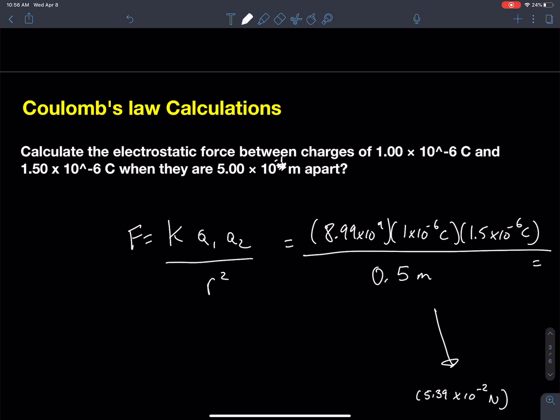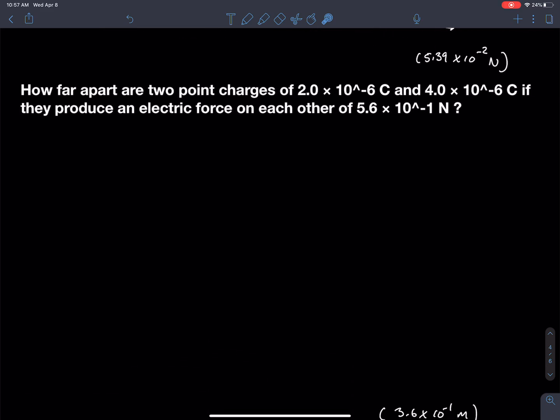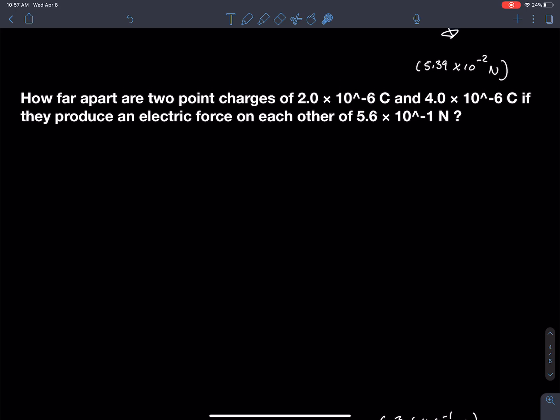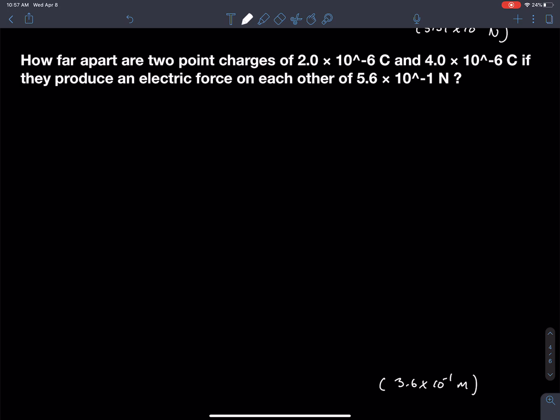So the question should have read, calculate the electrostatic force between charges of that and that, okay, when they are 0.5 meters apart, okay? Next question, how far apart are 2-point charges of 2 times 10 to the minus 6 coulombs and 4 times 10 to the minus 6 coulombs if they produce an electrostatic force on each other of 5.6 times 10 to the minus 1 newtons? So again, if you want to go ahead before I start, the answer is on the bottom here, and you can just pause it and try to figure it out yourself.